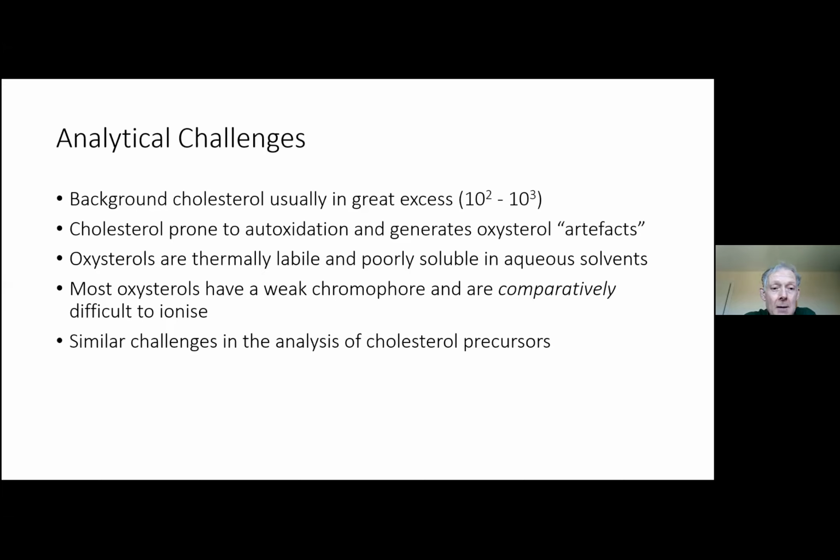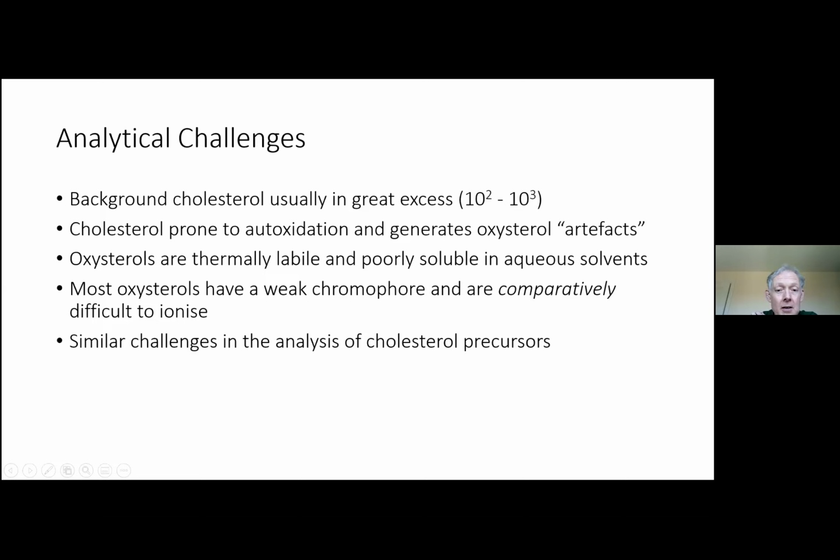So if you have a sample containing high levels of cholesterol and you're not careful with it, then you'll get autooxidation of that cholesterol and you'll get artifactual oxysterols formed. Some other issues with oxysterols, they're thermally labile, so you can't heat them up too much, and they're poorly soluble in aqueous solvents, which can make LC more challenging.